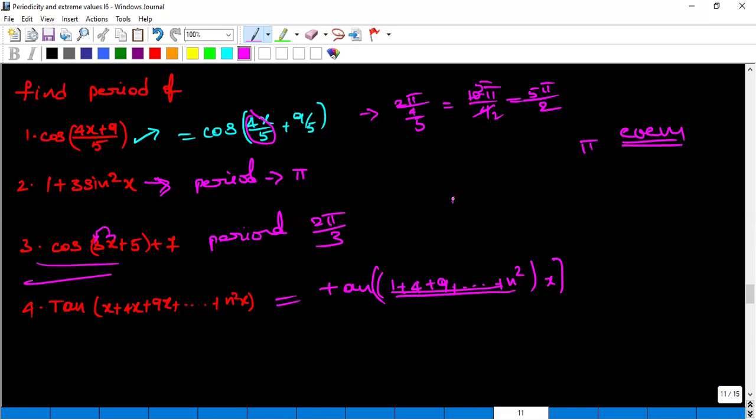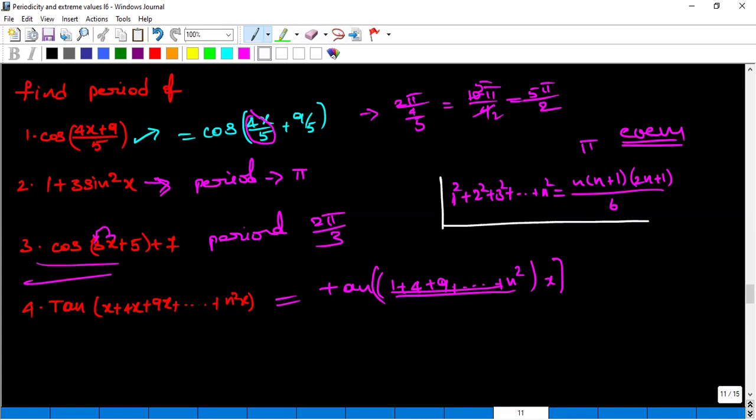Suppose whenever you see this kind of series, I am going to write 1 square plus 2 square plus 3 square plus and so on plus n square. The answer is n into n plus 1 into 2n plus 1 divided by 6. Remember this particular pattern, which will come for us in the arithmetic, geometric and harmonic progressions chapter.